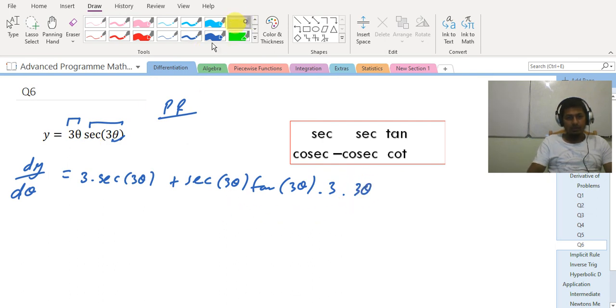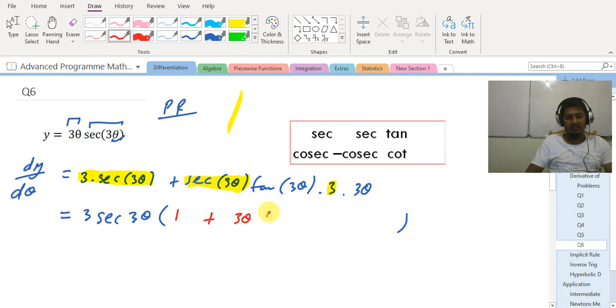I'm sure we can see some common factors here, which is 3 sec 3θ. We can take that out as a common factor. So we got this and the 3 there. Right, let us take this out as a common factor and simplify. Right, so I have 3 sec 3θ as a common factor, and I'm going to simplify this. So we have 1 plus 3θ tan 3θ.